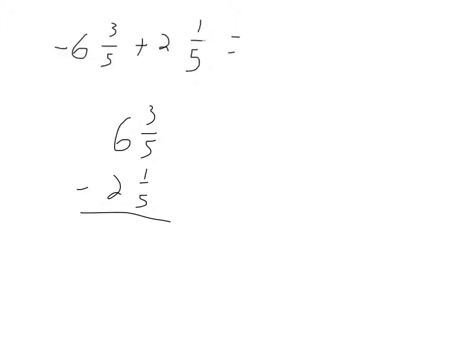And so 6 minus 2 will be 4. And maybe I should have started with the fractions, but we got 3/5 minus 1/5. So you just subtract the numerators. 3 minus 1 will be 2, and you place that over the common denominator. So that'll be 2/5. And again, since this one has a larger absolute value, that final answer will be negative. And so this will be negative 4 2/5.